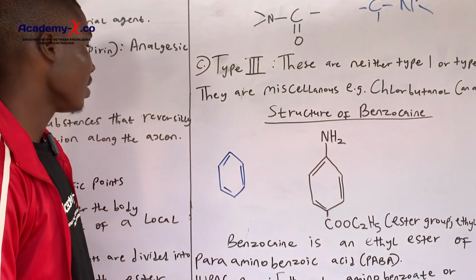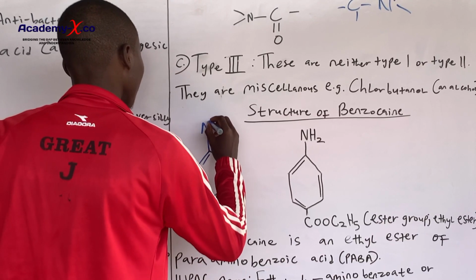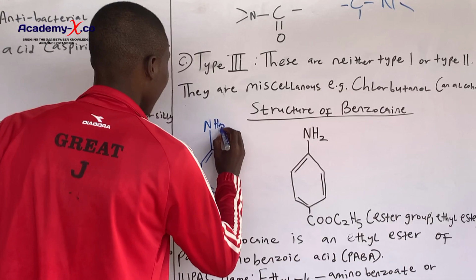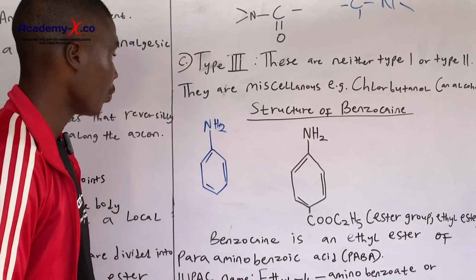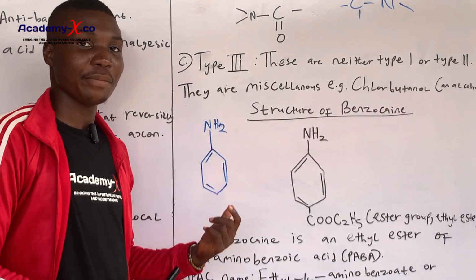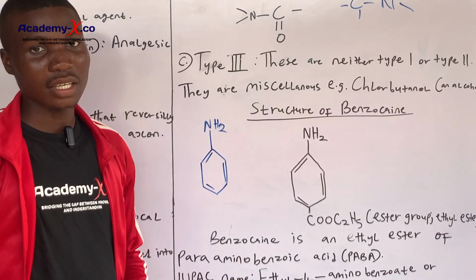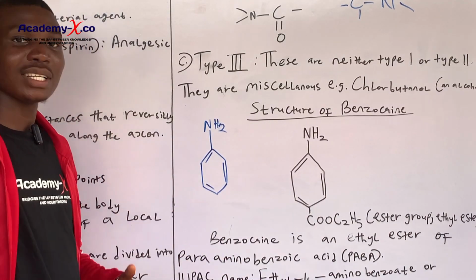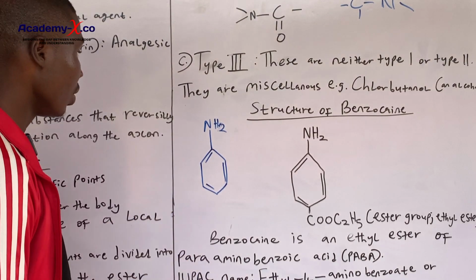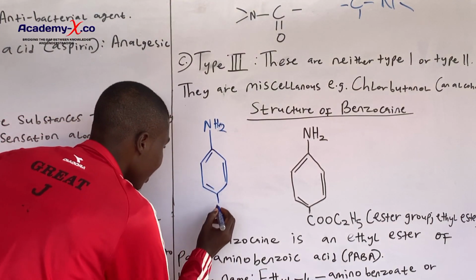In addition to the benzene ring, we have an amine group in this particular structure. The basic common name for this, you most likely call it aniline, or you can call it aminobenzene. But aniline is the common name. Then another thing you have there is the ethyl ester.